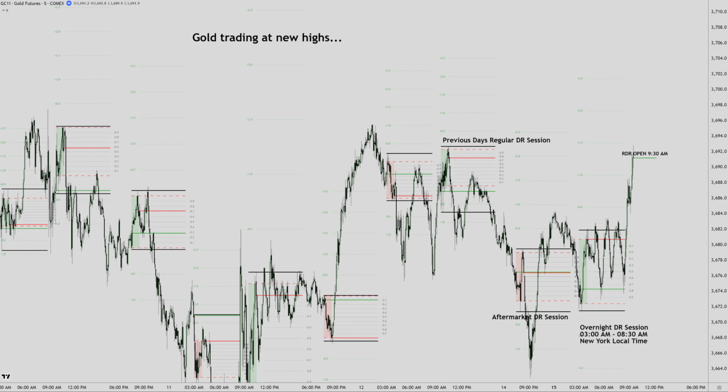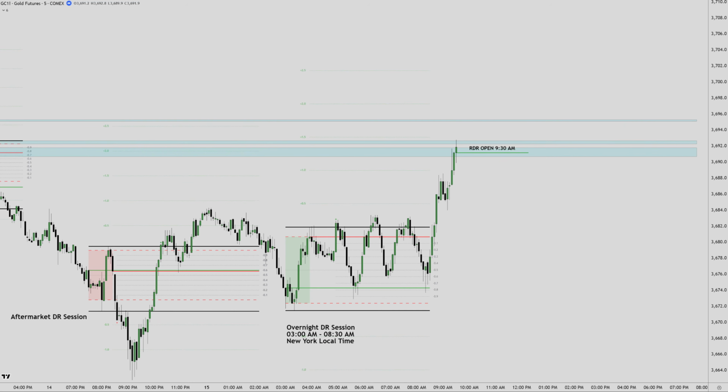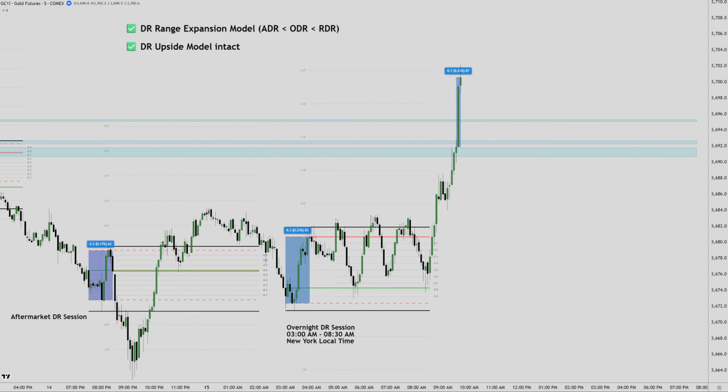Zooming out, what do we see? Gold's been in a strong uptrend for weeks. The best setups naturally form in that direction. For new highs, price must clear several previous DR levels. Highlight them. The model constellation hasn't changed. Upside intact, range expansion likely. And the next 10 minutes confirm it.